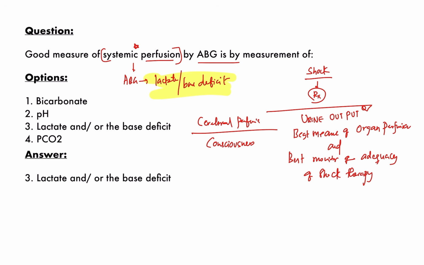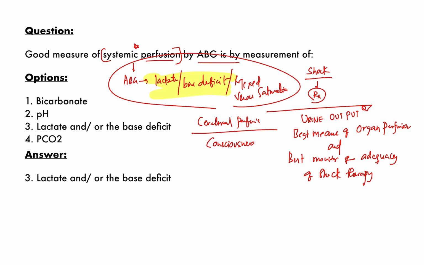In general, for systemic perfusion the parameters are base deficit, lactate, and one more parameter which is not given here, mixed venous saturation. So these are the three parameters that we use for systemic perfusion. Cerebral perfusion is consciousness; organ perfusion and the best monitor of adequacy of shock therapy is urine output. All these three are important questions.